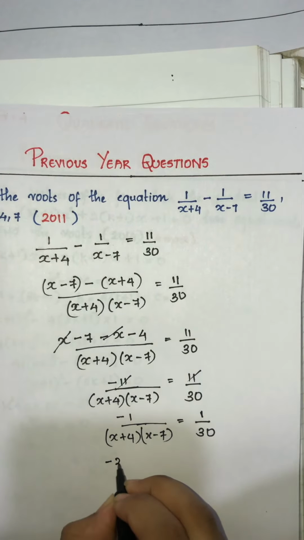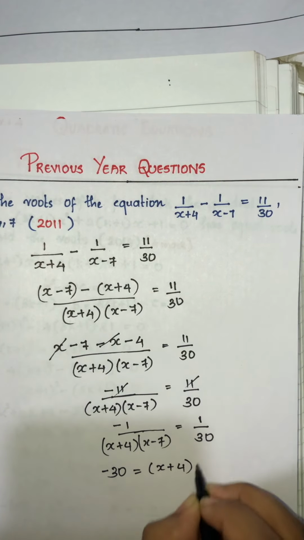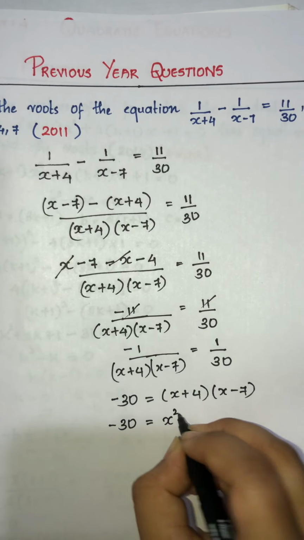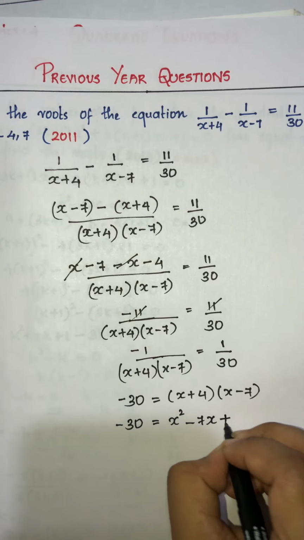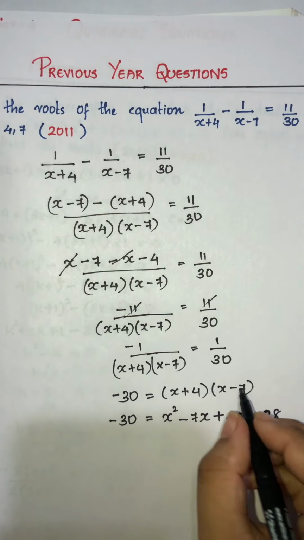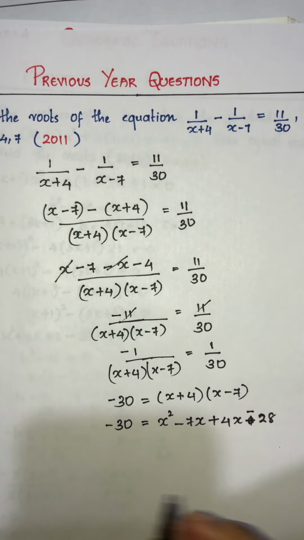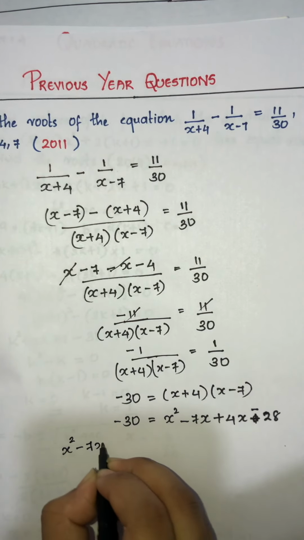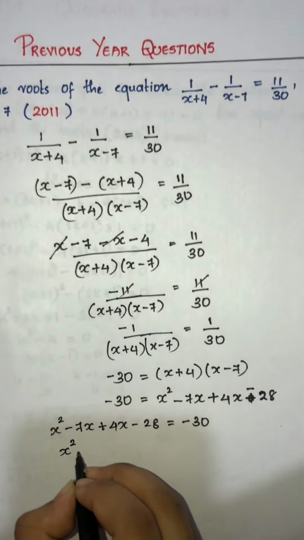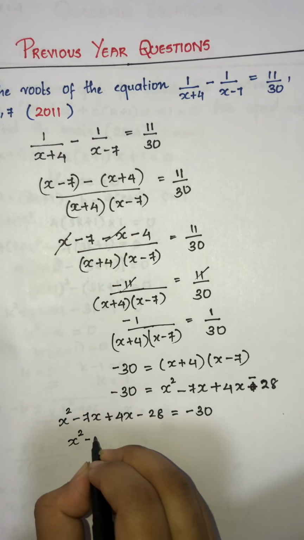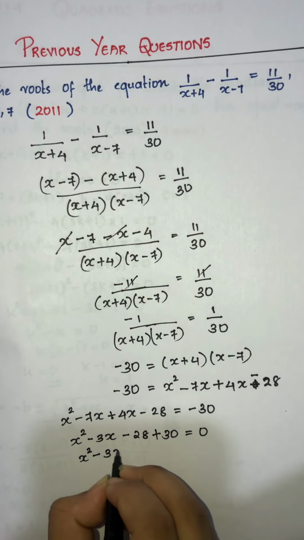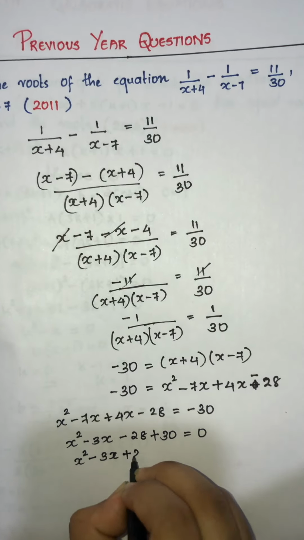Cross multiplying, −30 = (x + 4)(x − 7). Multiplying out, x² − 7x + 4x − 28 = −30. Bringing −30 to the other side, we get x² − 7x + 4x, which is −3x, then −28 + 30 = 2, so x² − 3x + 2 = 0.